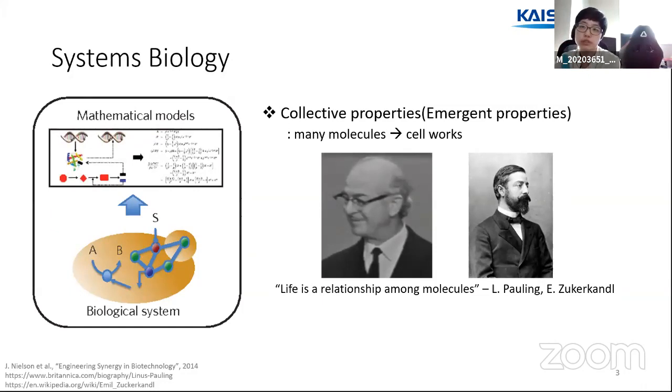In the aspect of systems biology, the most important thing is collective properties. It is also called emergent properties. It means how a cell works results from the collective behavior of many molecules. In other words, understanding only one molecular part is not enough to understand or predict system behavior. You can catch the same phrase in the citation of Pauling and Zuckerkandl. They said in their joint paper, life is a relationship among molecules.